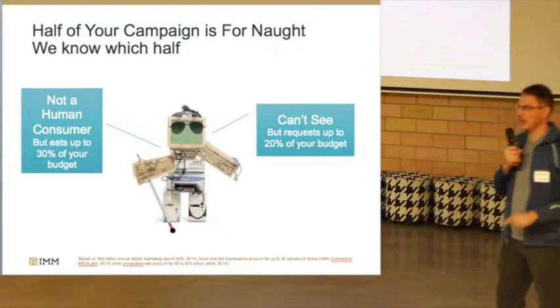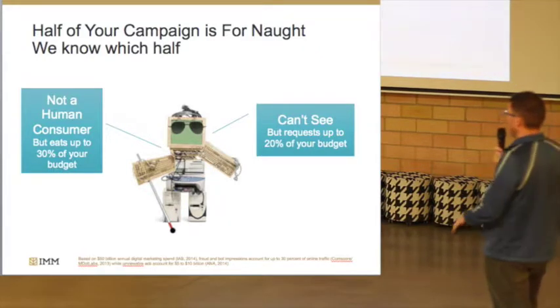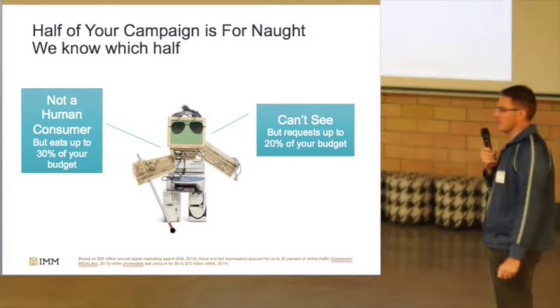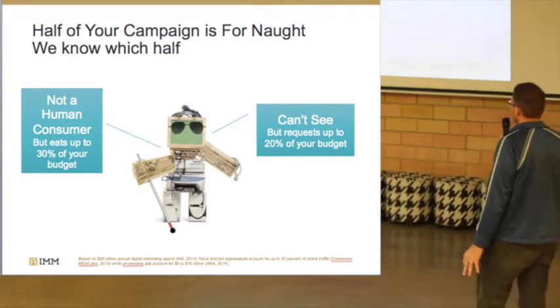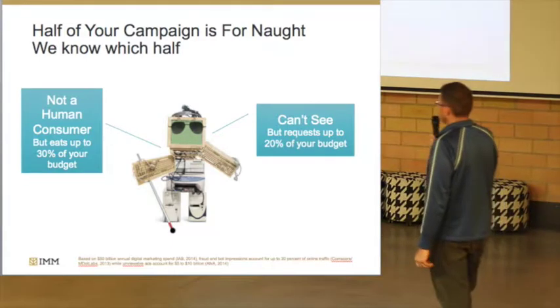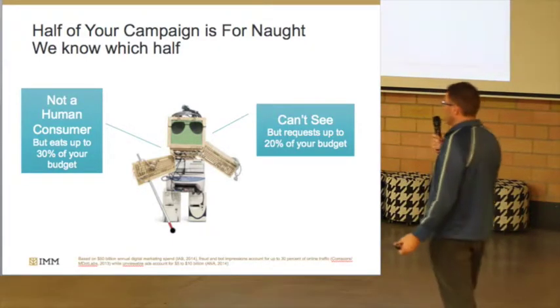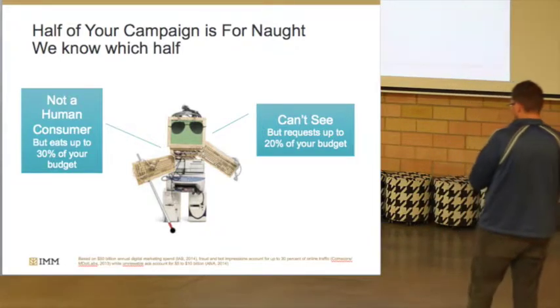We all know that little saying, half of your campaign is wasted, you just don't know which half. Well, we have a pretty good indication. We know what half online might actually be wasted. If you mash up everybody's data, you can see that 30% of your traffic could be eaten up by a bot, and 20% could be simply unviewable. So hence the blind rollout.